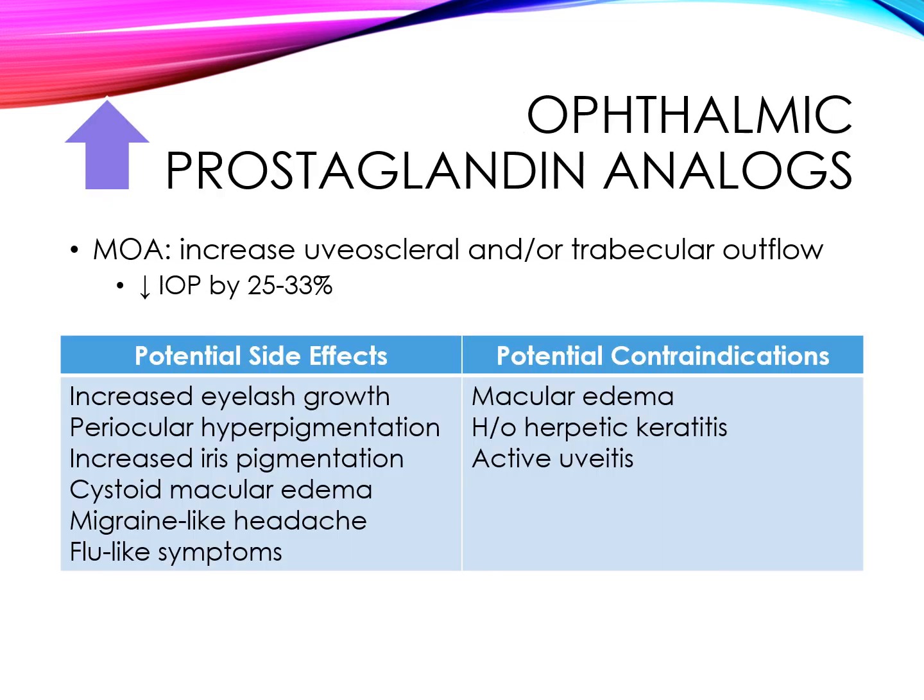Prostaglandin analogs increase uveoscleral and/or trabecular outflow and decrease intraocular pressure by 25 to 33%. There are several potential side effects of these agents, including irreversible iris pigmentation that happens in people that have mixed color irises and causes them to turn brown. This discoloration is worse with latanoprost. There are several contraindications as well.